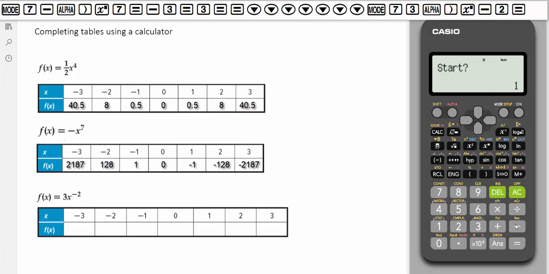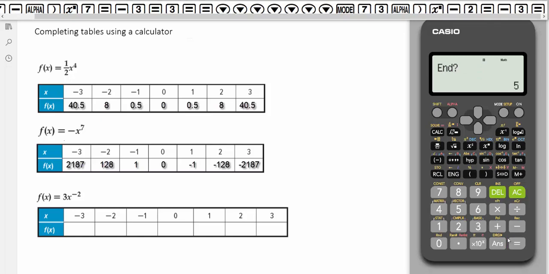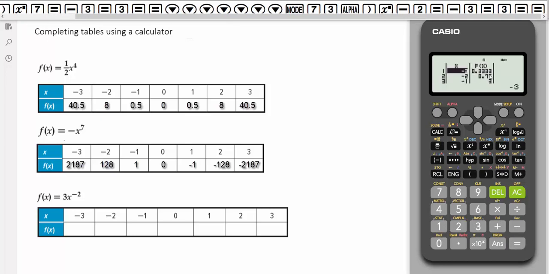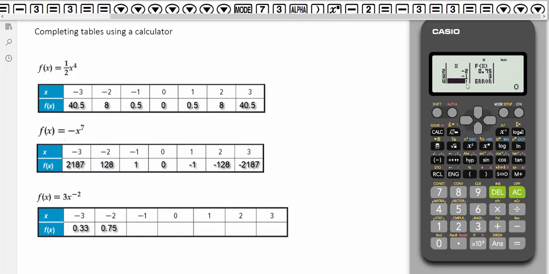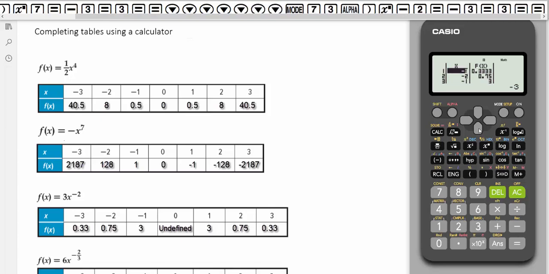Hit on equal, starting from -3, ending at 3, and the steps are 1. So -3, 0.33, 0.75, and once you go to 0, it will give us a value of error. So the calculator has a value of error, which means it's undefined. If you move on to the positive values of x, you're going to obtain 3, 0.75, and 0.33.